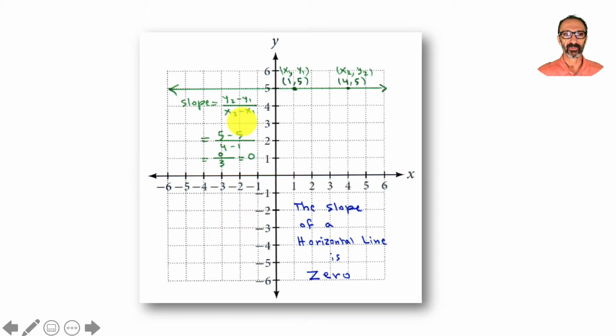In a different way, you could pick 2 points on this horizontal line. We'll call this one x1, y1, which is 1, 5. We'll call this one x2, y2, which is 4, 5. We'll just do the math. y2 minus y1 will be 5 minus 5, which is 0, over x2 minus x1, which is 4 minus 1, and that's 3. But 0 over any number is 0, which also supports the concept that the slope of a horizontal line is 0.